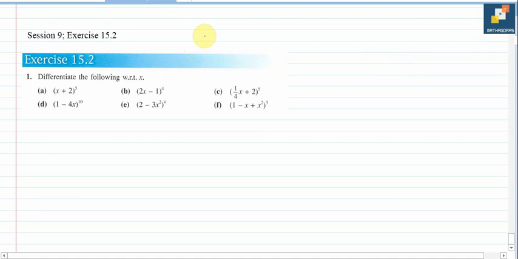Alright class, in this session we are going to continue with the exercise chapter 15 and now we are starting exercise 15.2. Now what is the difference between exercise 15.1 and 15.2? In 15.1 we had discussed questions like y equals x square and then we derivated, right? In 15.2 we are going to discuss some questions in which we have a whole power, like x square plus 2 and then whole power 4.